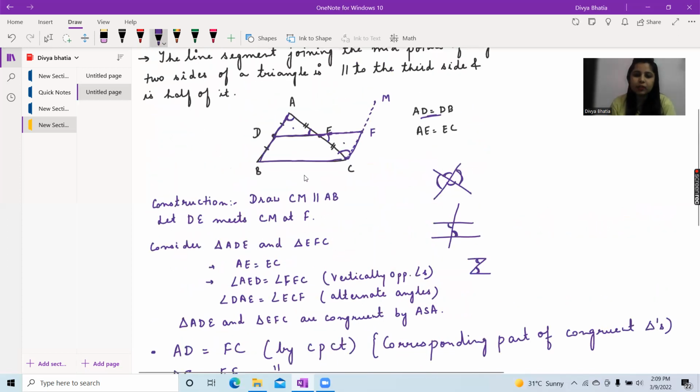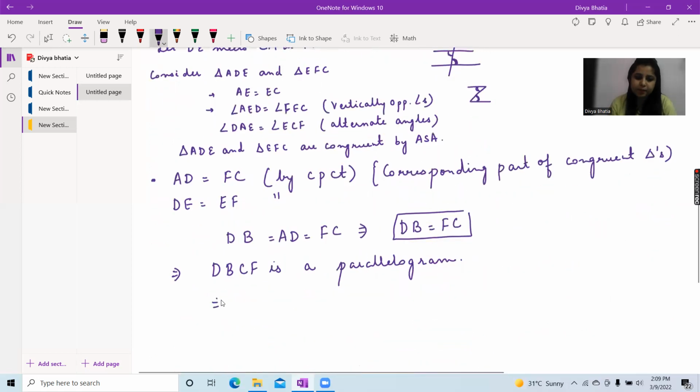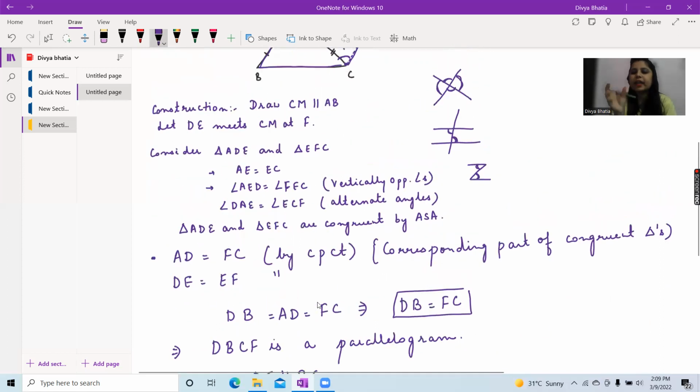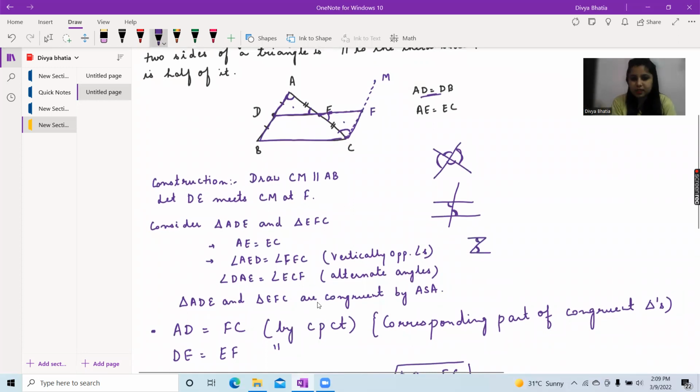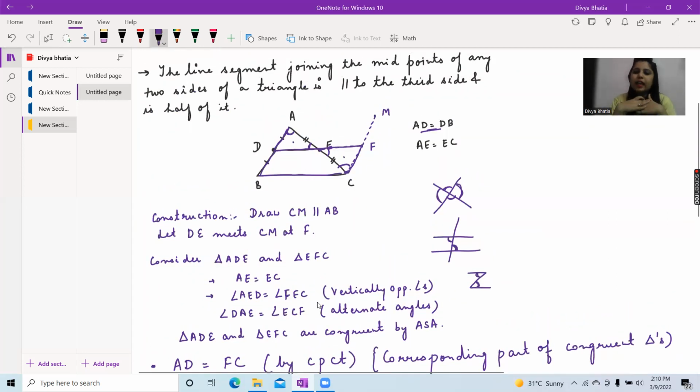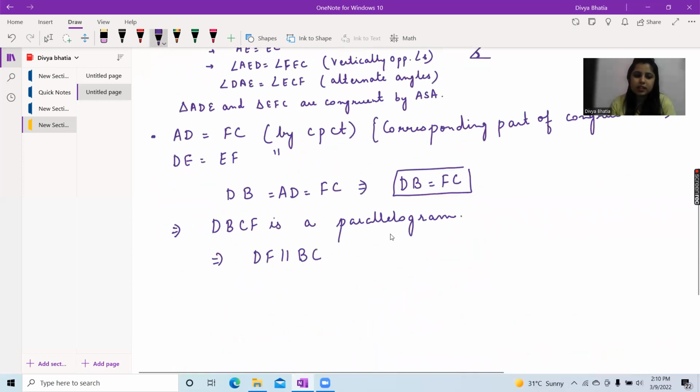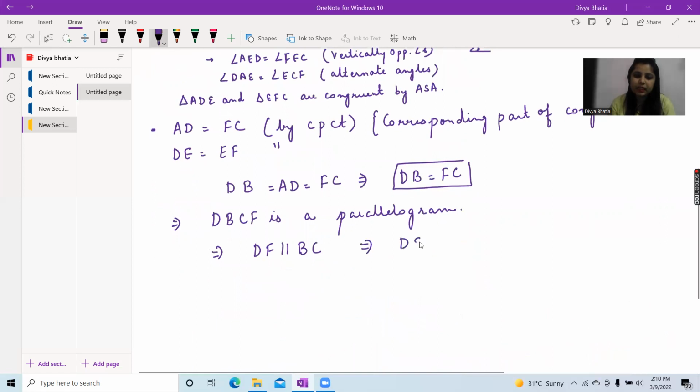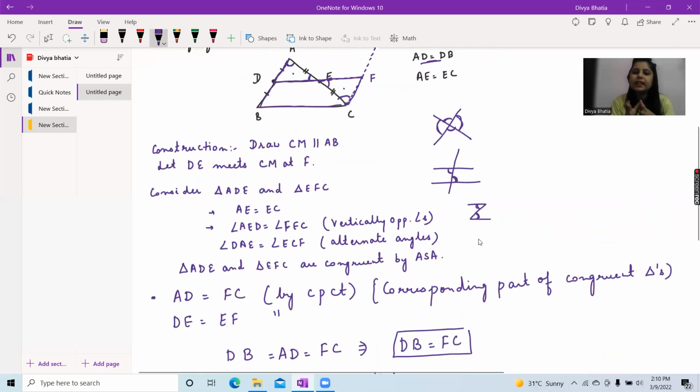Now when this is a parallelogram, automatically DF will be parallel to BC. And when DF is parallel to BC, the segment of DF, which is DE, will also be parallel to BC, which is one part of the proof that the line joining the midpoints of two sides will be parallel to the third side. So this proves that DE is parallel to BC. Now what remains is to prove that DE is half of BC. Again, this is a parallelogram, so the other two sides will also be equal. They are parallel and they are equal.